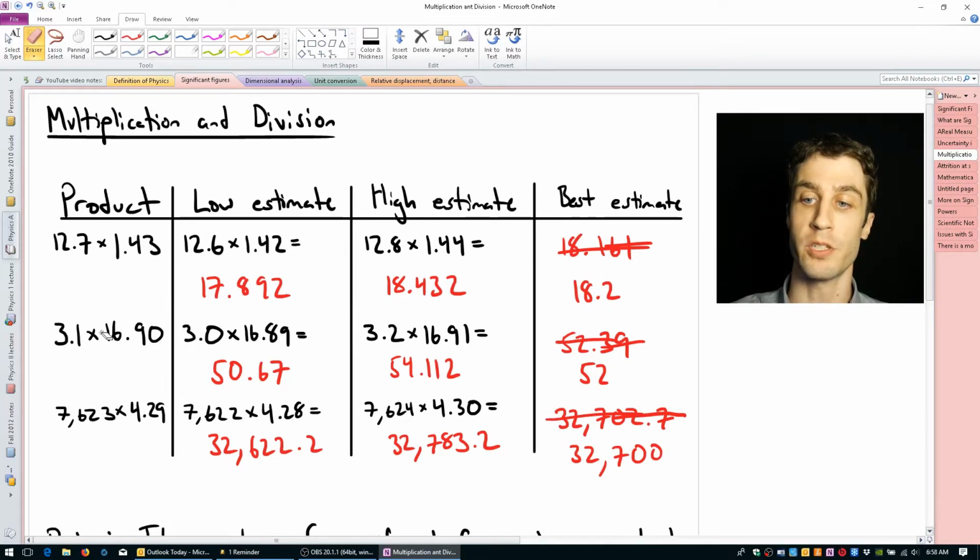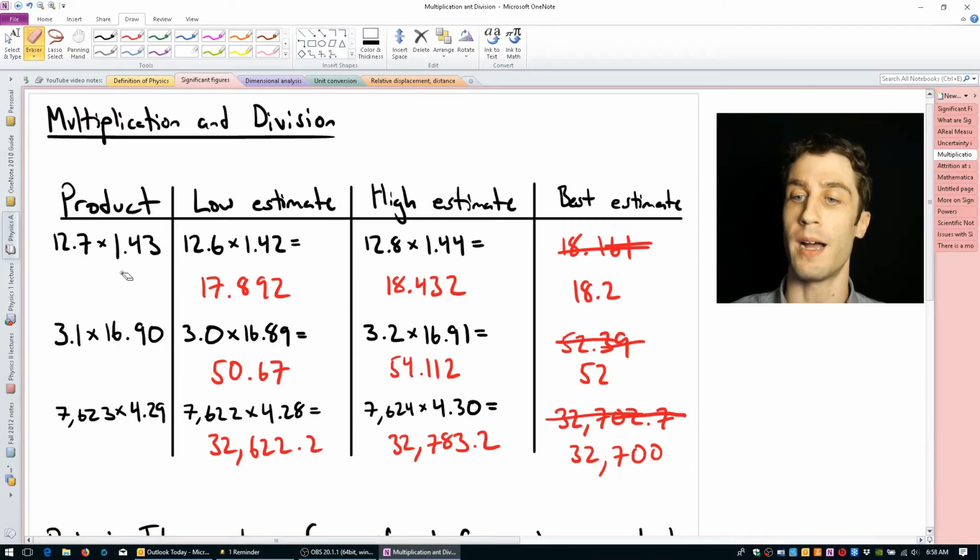2 significant figures multiplying 4 significant figures, 1, 2, 3, 4. This 0 is significant the way that I've written it. That gave us 2 significant figures. So we had 2 significant figures multiplying 4 significant figures, and we got 2 significant figures out. How about 4 significant figures, 1, 2, 3, 4, multiplying 3 significant figures, 1, 2, 3. That gave us 3 significant figures.